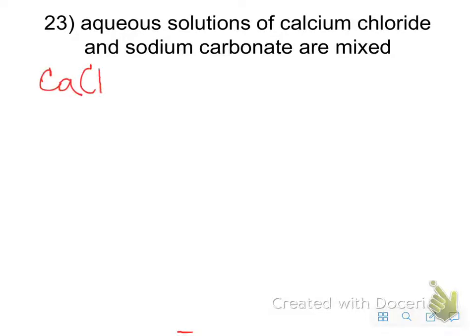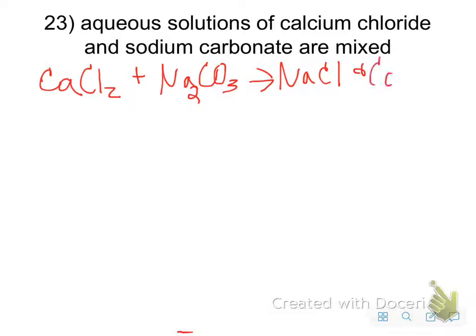Chloride's a -1, so CaCl2, plus sodium carbonate. Carbonate is CO3, and it's got a -2 charge, so I need 2 of those. Okay, when I do my double replacement, calcium and sodium switch places, and I end up with NaCl plus calcium, which is a +2. Carbonate's a -2, so that works, and I need 2 of these here.